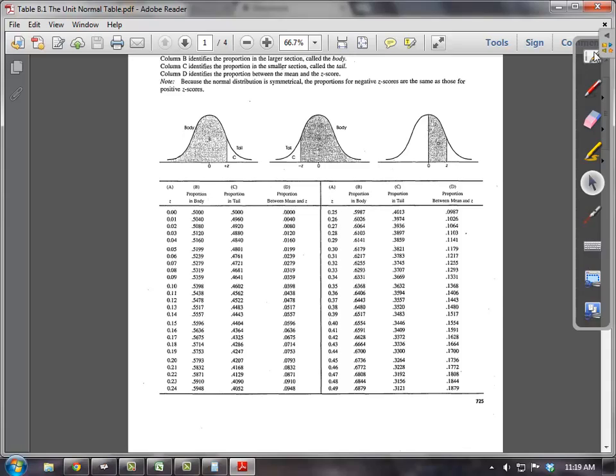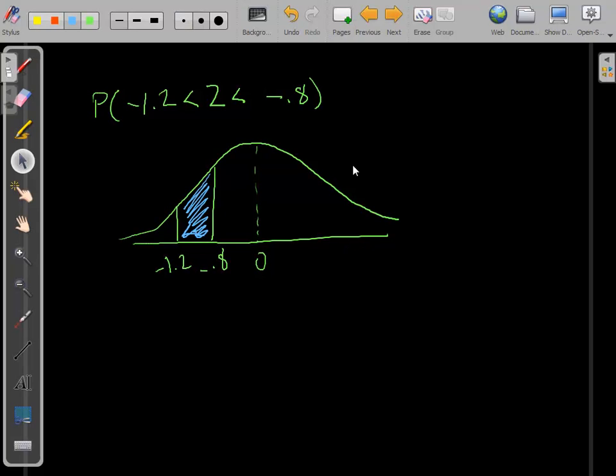What we want to do then, if I switch back over here, is compute the full area. So I'll do this in a different color. We want to compute the full area of negative 1.2. We want to compute all of this. And then what we want to do is subtract this small region in here. So we're going to subtract to get the total.